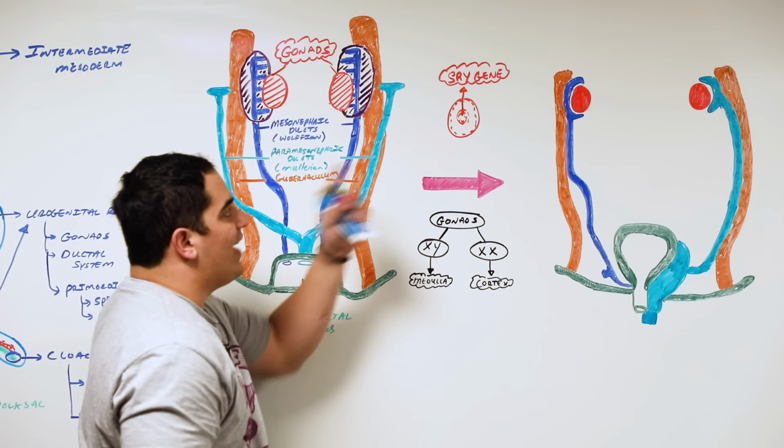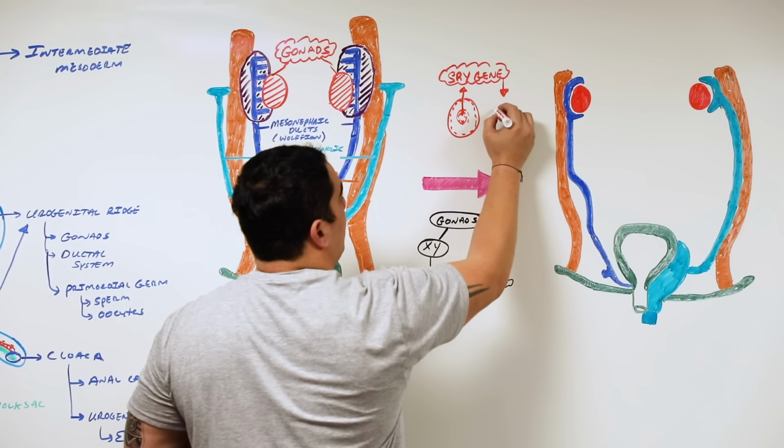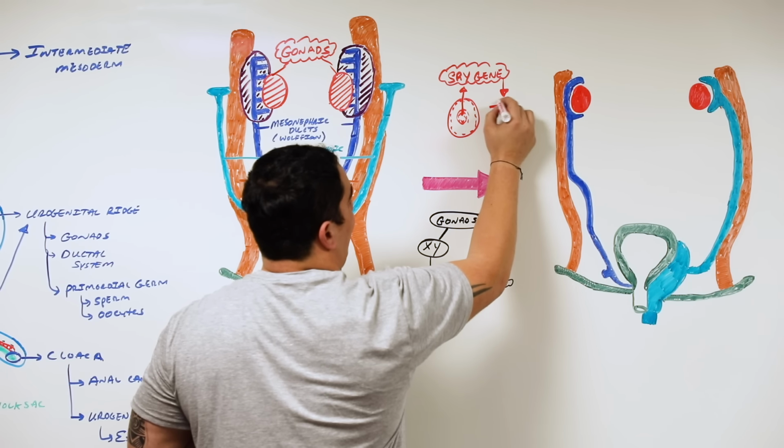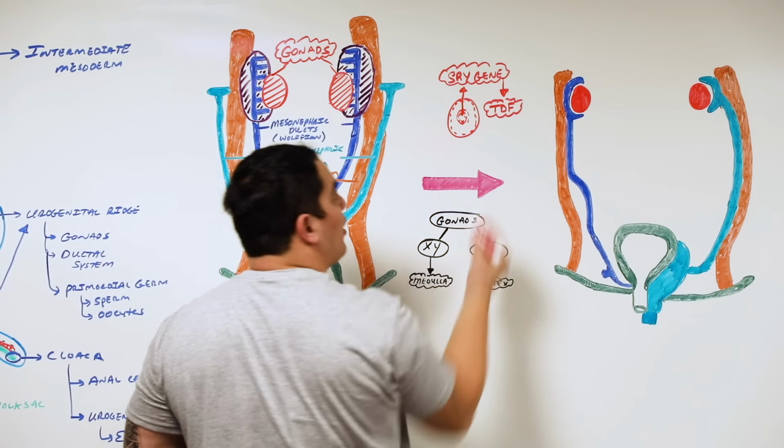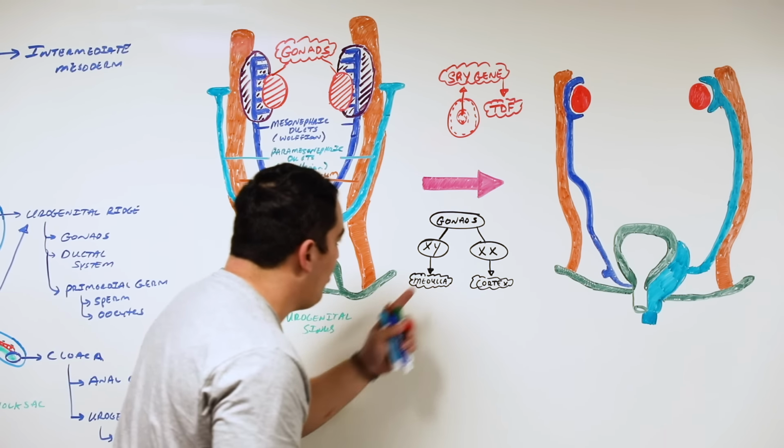Why? Because the SRY gene is going to lead to the expression of a particular type of molecule called testes determining factor. And testes determining factor is what gives rise to testes. So let's kind of follow that down then.